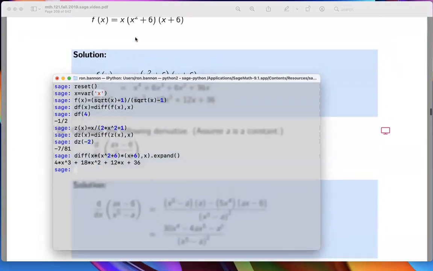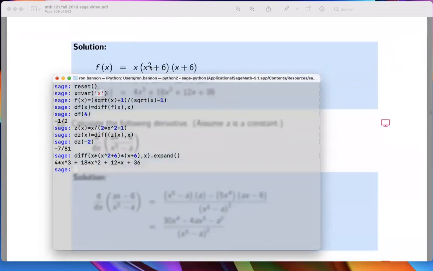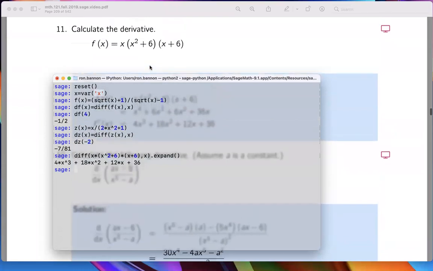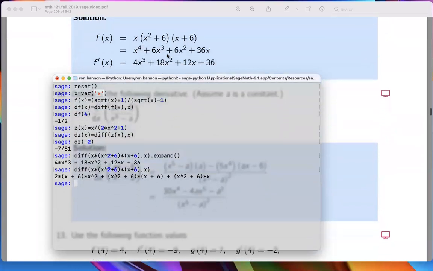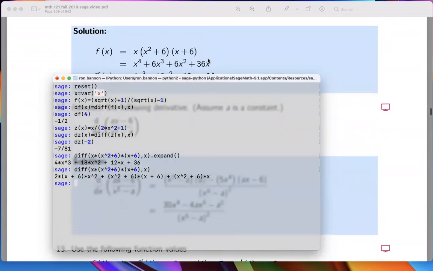I'm going to scroll back over this thing. You know what? I think it's this problem right here. Yeah, it is. Now, let's say I didn't put the expand in. Let me show you what you get. You get this over here. Now, I want to claim that if you looked at that and then looked at this answer over here, you'd say they're completely different answers. Why did I expand it? I want to see if I got the right answer. 4x cubed plus 18x squared plus 12x plus 36. It's right over here. All right, let's keep scrolling back in the notes.